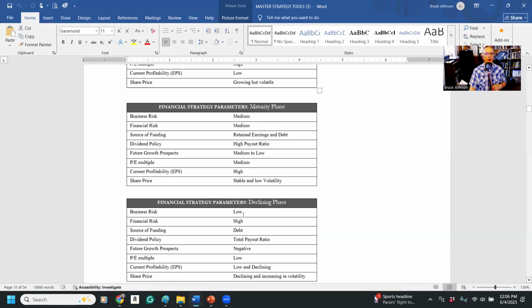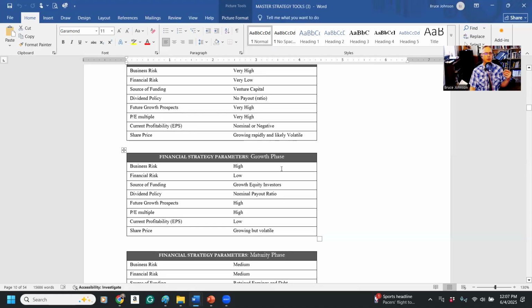Okay, so then when business risk is high, financial risk should be low. That's when you get growth equity investors. Who are growth equity investors? Senator Mitt Romney from Utah was probably one of the most famous growth investors. I believe Bono from U2 is also a growth investor. These are investors that are trying to find startup companies that have just barely started to figure out how to turn a profit, and they're trying to figure out how to scale the company.